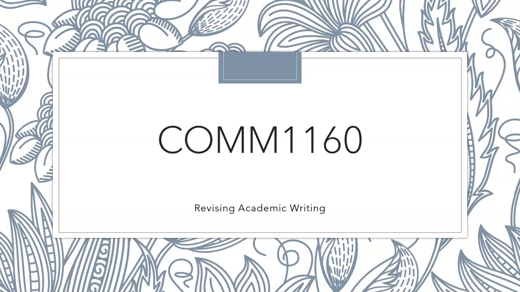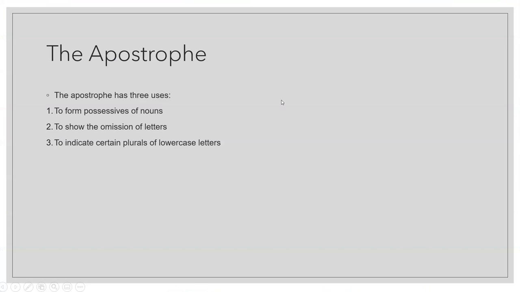And we're going to continue with our discussion of revising academic writing. In this video, we're going to take a look at the apostrophe. And the apostrophe is a confusing little punctuation mark, but it basically has 3 uses. The first is to form possessives of nouns. So that means to show ownership of something.